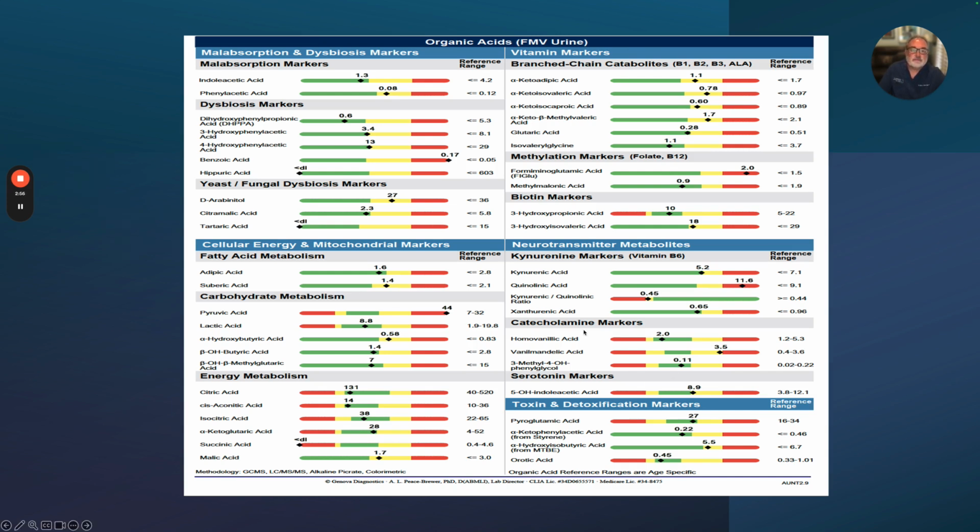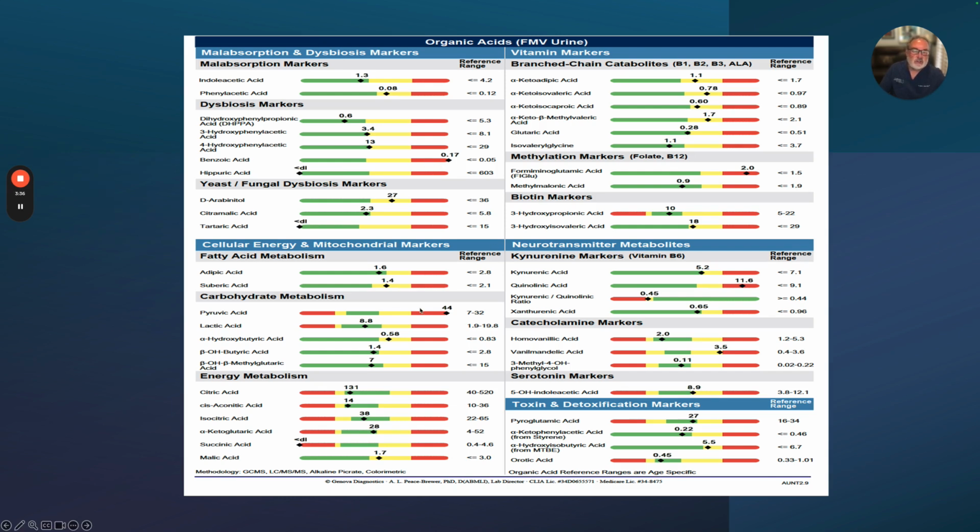And then it looks at the next category down, catecholamines. Homovanillic, down here, that's the metabolite for dopamine. We can see it's in the green, so dopamine is good. Vanillylmandelic acid is a metabolite for norepinephrine and epinephrine. We're in a moderate range, so we're having a little issue there. And then the serotonin marker we abbreviate as 5-HIAA, and we're in need of certain things to help that.